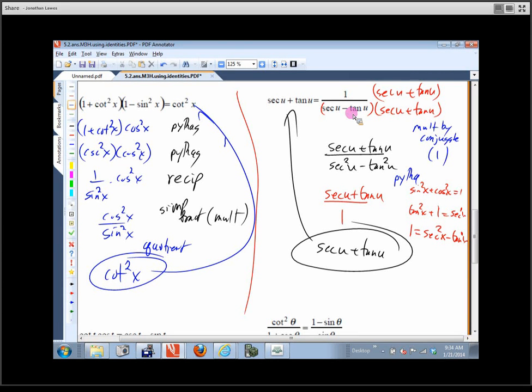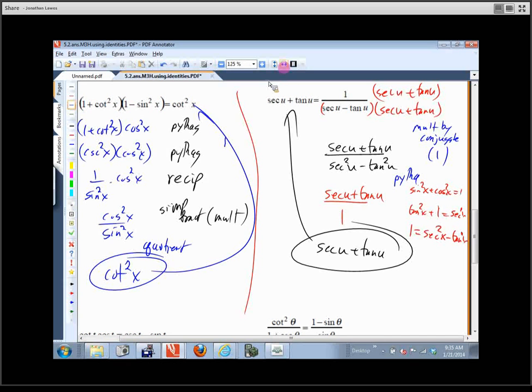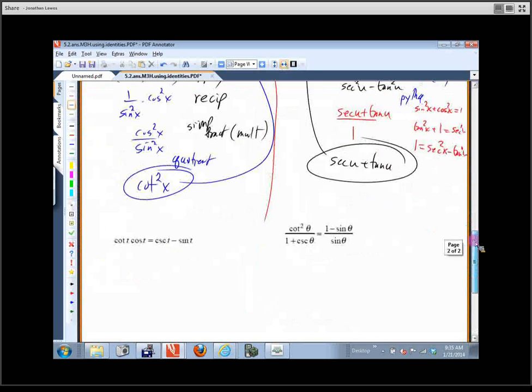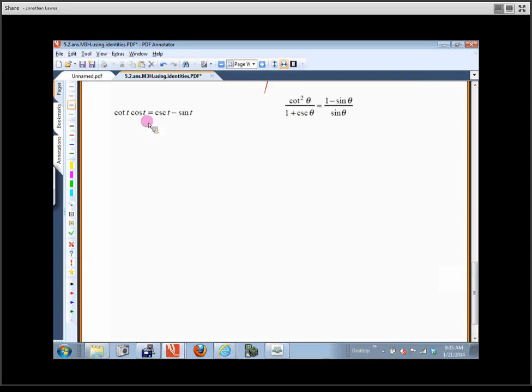Is that the only way to do this problem? It's not. If I were to do this problem, I might take this and write it in terms of sines and cosines, or write this side in terms of sines and cosines and see if I could make it look like that. I think that would get you there, but not as slick as this, so that's why this is a good trick to use. Any questions? Would you try that one? Give you a couple minutes.